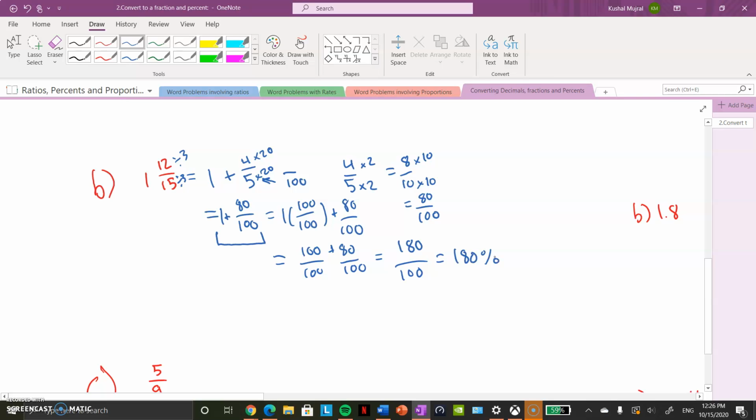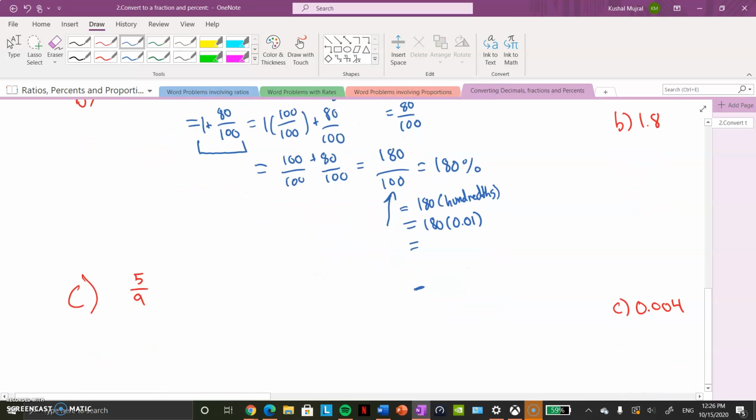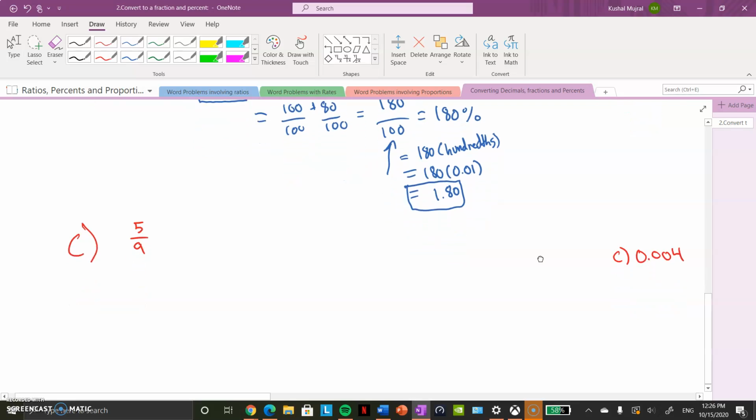And to convert this to a decimal, we would take a look back over here. So, 180 over 100 is 180 hundredths, which is 180 times 0.01, because 0.01 is a hundredth, which is 1.80. So that's converted to a decimal. Okay, you can pause for a second and see what I did there.